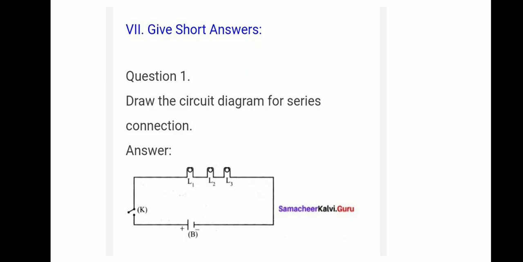Give short answers. Question number 1. Draw the circuit diagram for series connection. K for key, B for battery, L1, L2, L3. Light 1, light 2, light 3. It's a series connection.